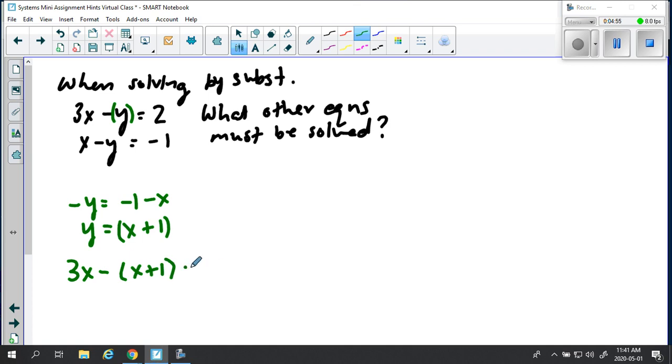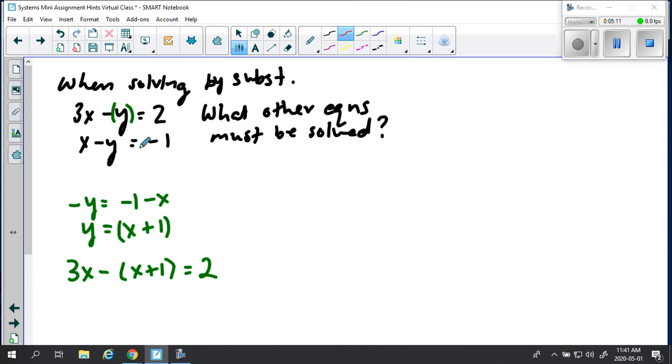Equals 2. So this is an equation that might have to be solved. Okay, so this might show up in your multiple choice. But then again, maybe not if somebody else chose to isolate a different variable first.